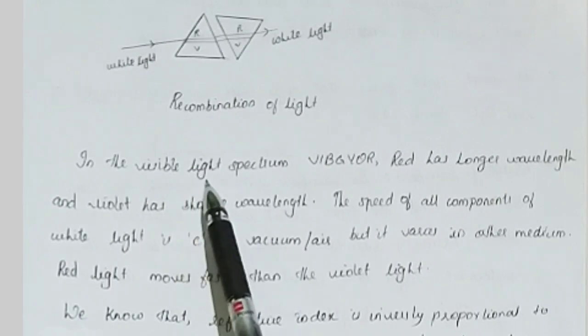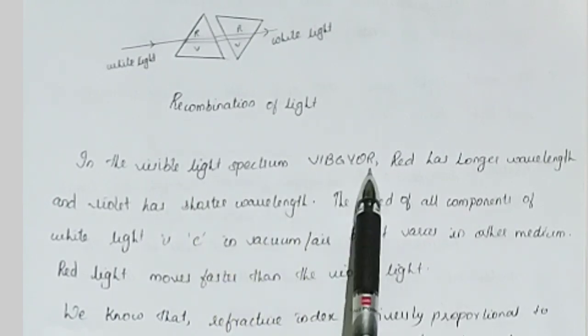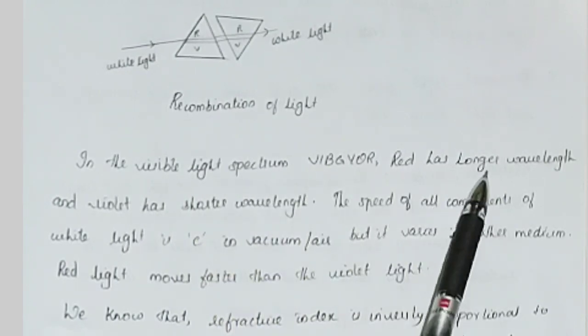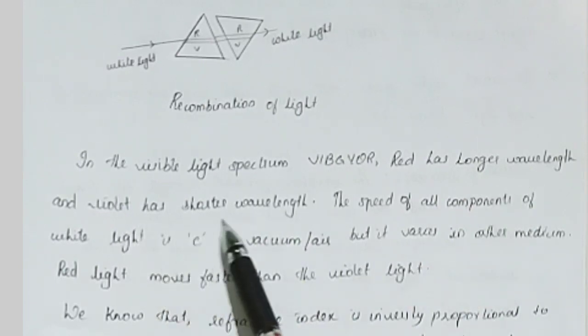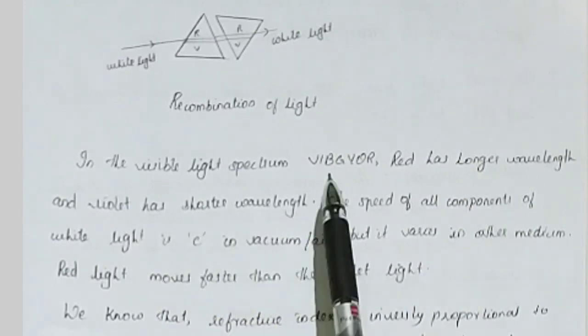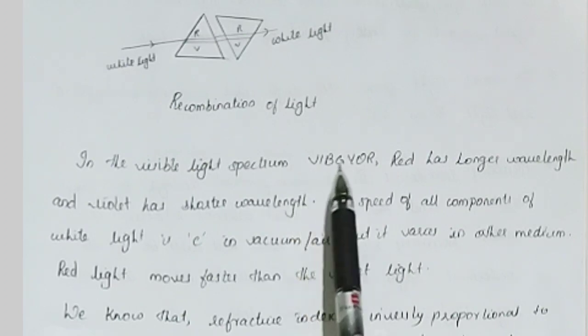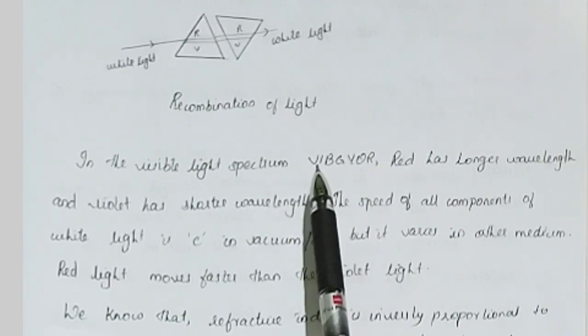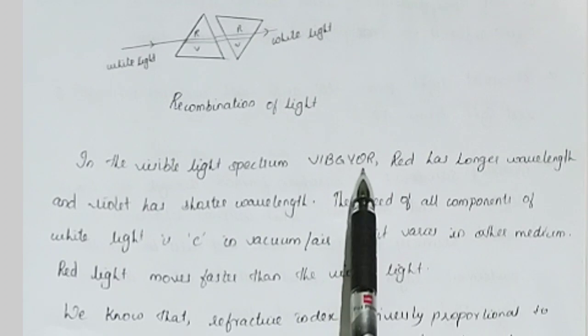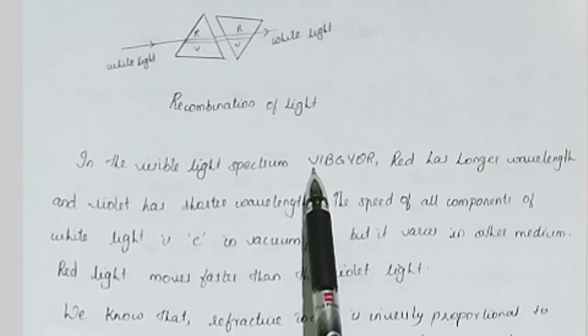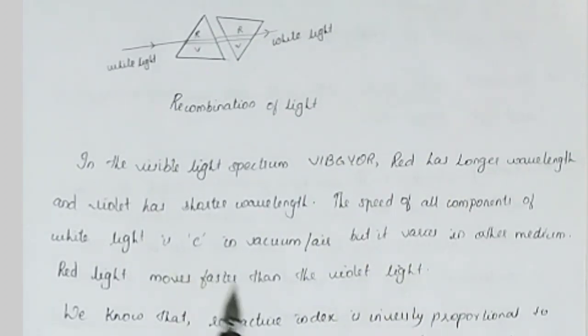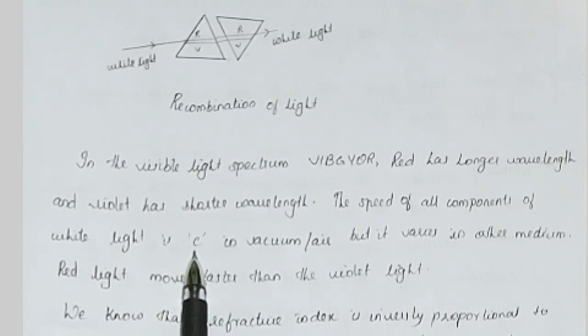So, in our visible light spectrum, which is the VIBGYOR, red light has the longer wavelength and violet has the shorter wavelength. So, every color light has a different wavelength, and the longer is for red whereas the shorter is for violet. Among the component colors of white light, all the colors travel with the speed c, that is 3 × 10^8 meters per second in vacuum.